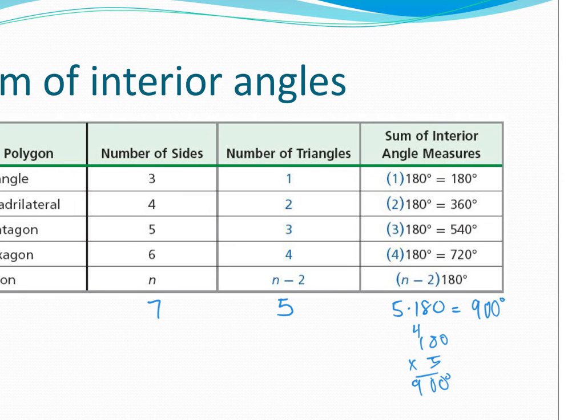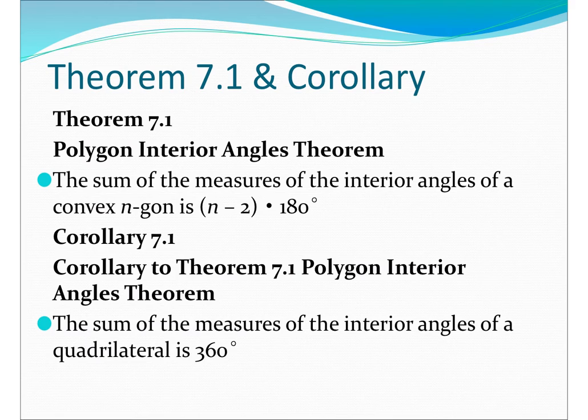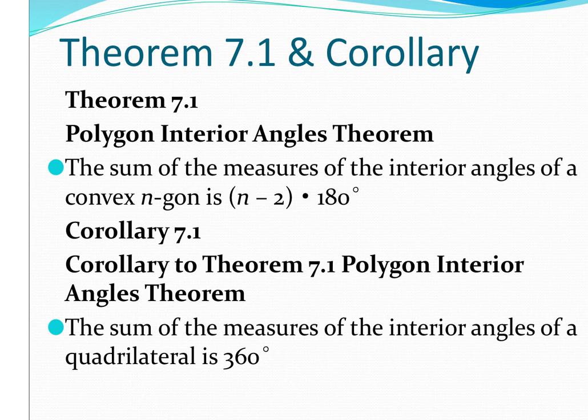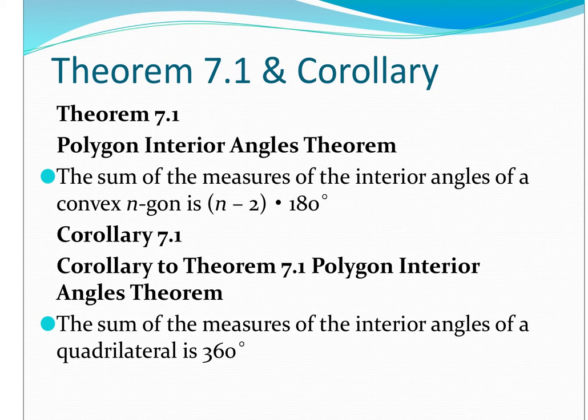What sounds really odd? 180 times 5. The sum of the interior angles of a convex n-gon is (n minus 2) times 180. That is our polygon interior angles theorem. Do you need to know that?